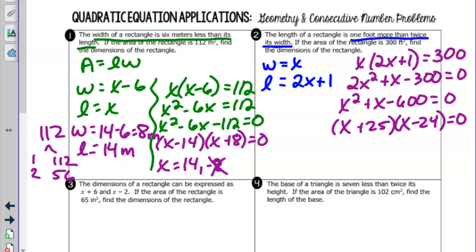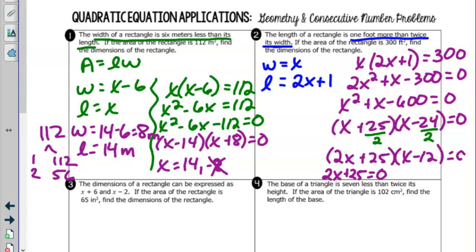We gotta pull that 2 back out and then divide by 2. This is not going to reduce, so we're going to write 2x plus 25. 24 divided by 2 will be 12. Very good. So you have 2x plus 25 and x minus 12. Then set each of them equal to 0. 2x plus 25 equals 0. I'm going to go ahead and just write x equals 12 here.